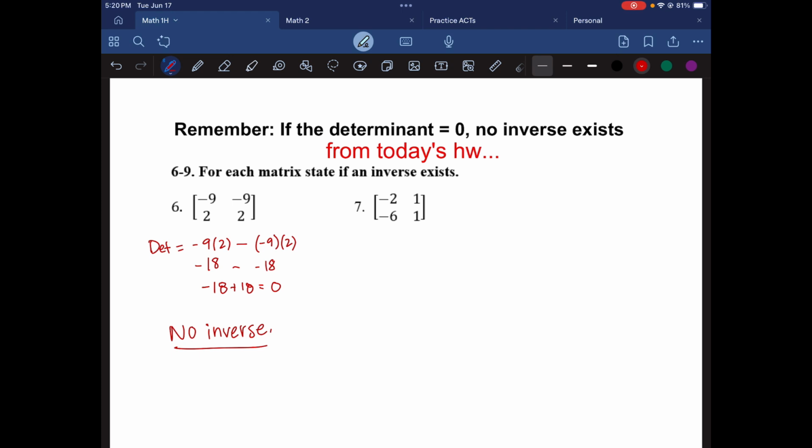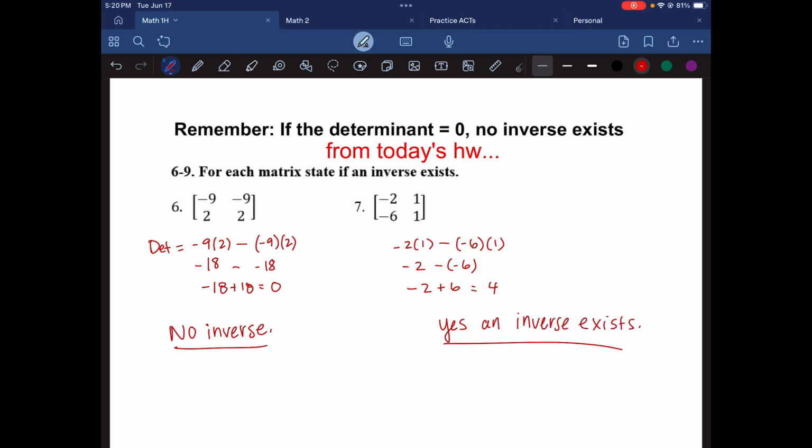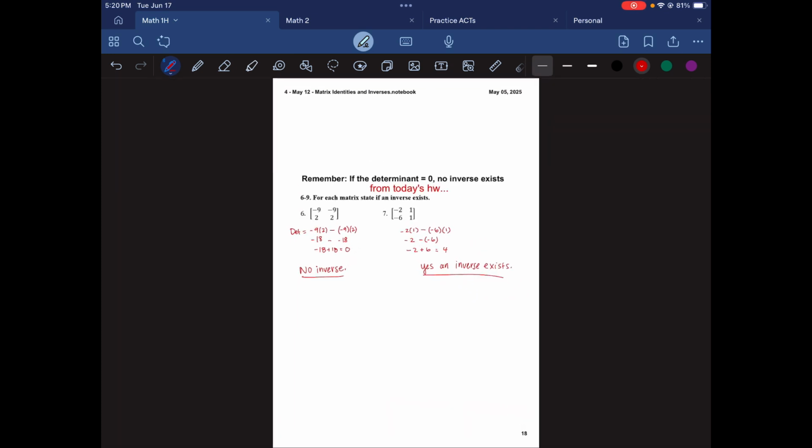Then let's go ahead and do this one. -2 times 1 minus -6 times 1. -2 minus a -6 becomes -2 plus 6, gives us +4. Because that determinant is not 0, then yes, an inverse exists. Now, this question didn't require you to actually find out what the inverse is, just if one exists or not. Okay?